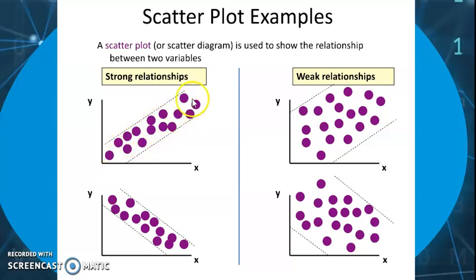And also I could see a linear trend here. Another example of strong relationship is out here, also the data values are closely packed. I have got a linear trend, but it's a negative trend, but it is a linear trend. So a linear trend could be positive, a linear trend could be negative.